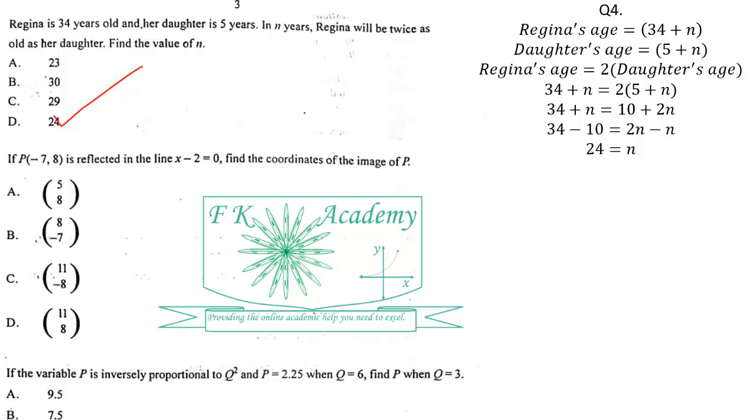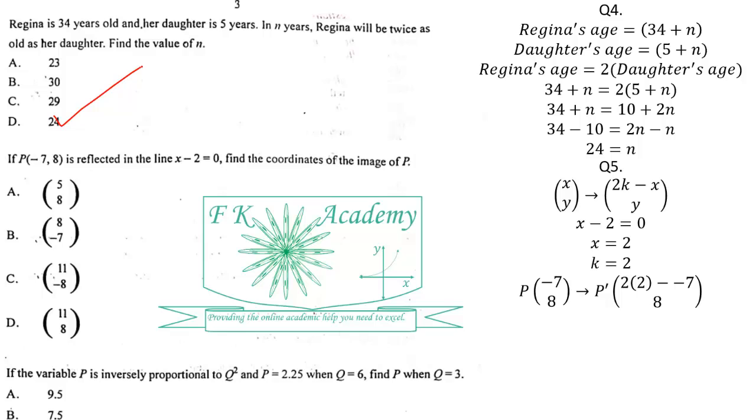If P(-7, 8) is reflected in the line x - 2 = 0, find the coordinates of the image of P. So the coordinates of the image of P will be (11, 8).